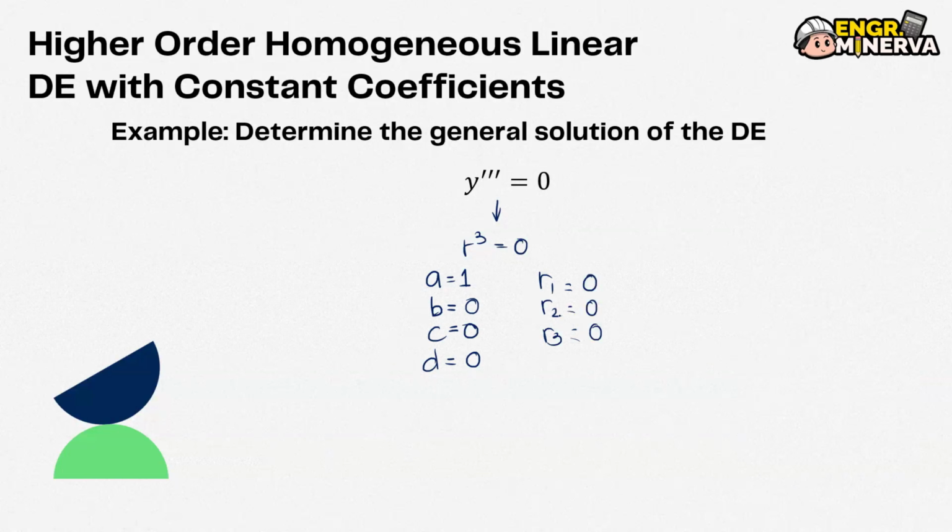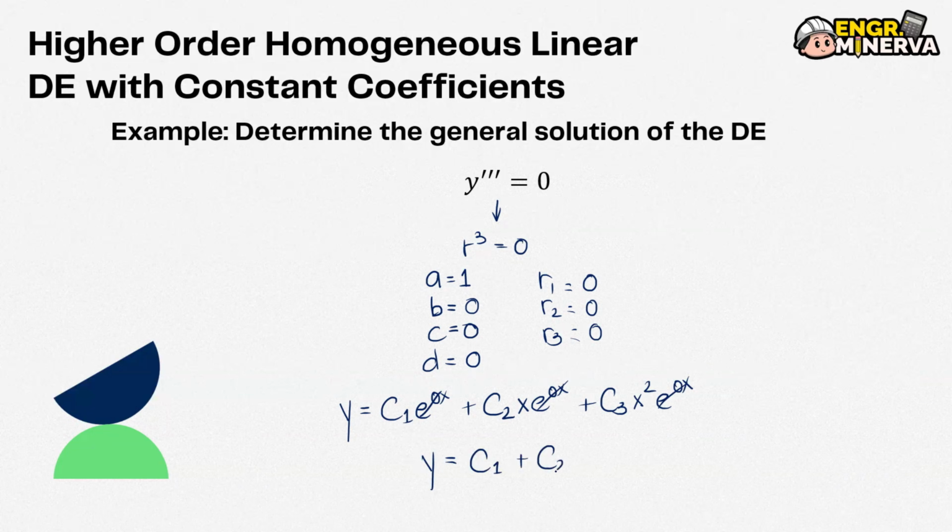So this is a repeating root. Answer for general solution is y, c1 e raised to 0x plus c2. Okay, it repeats, so include x plus c3. Again, it repeats, include x squared. But e raised to 0 is 1, so our final answer is c1 plus c2x plus c3x squared. That is our answer.